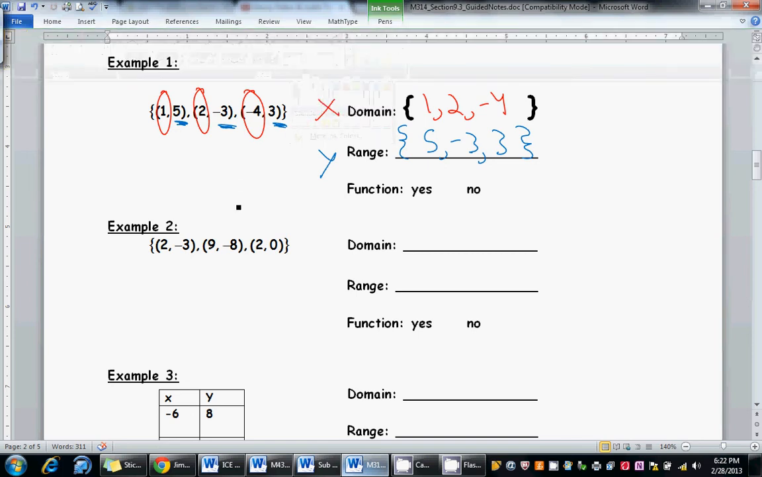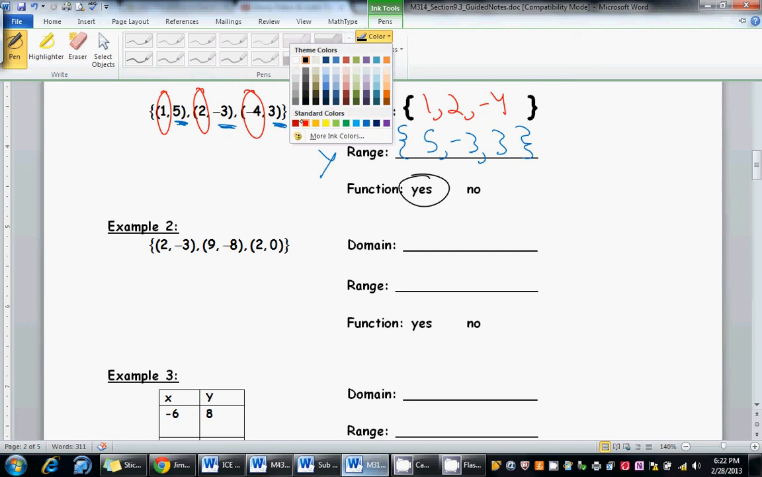And last but not least, is this a function? Well, did any of my x's repeat? I have 3 points here, and I have 3 different x values. None of my x's repeated, therefore, this is a function. Okay. Let's look at another one.